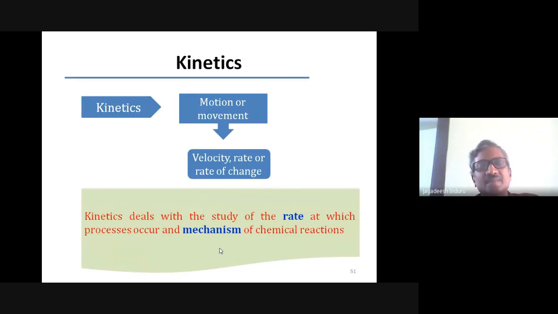So kinetics deals with the study of the rate at which processes occur and the mechanism of chemical reactions. Both are linked: what is the velocity of the reactions that are proceeding, and how they are proceeding, what is the mechanism. In both cases, we are dealing with kinetics.